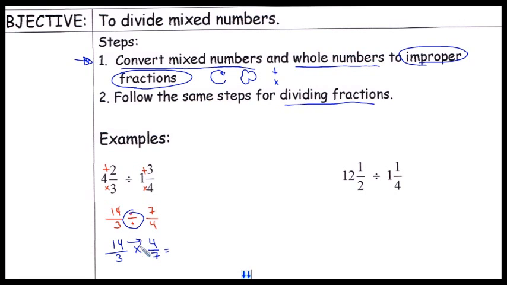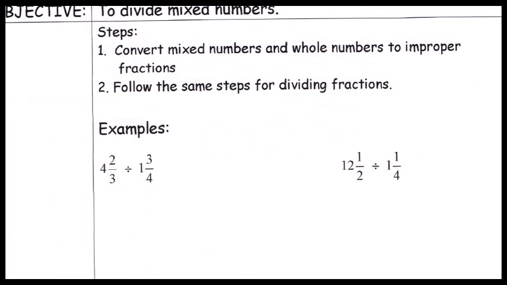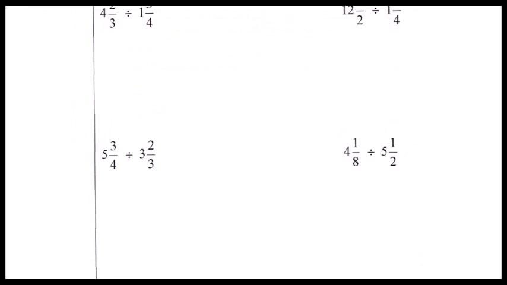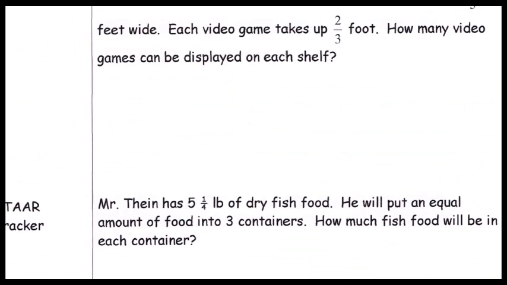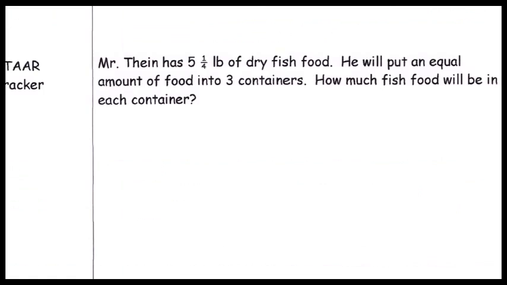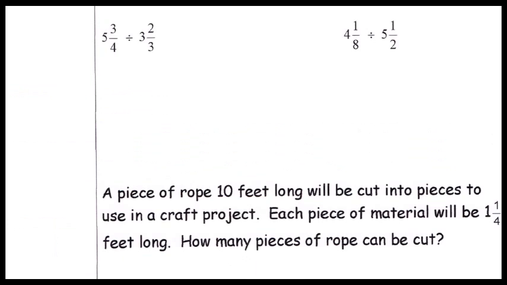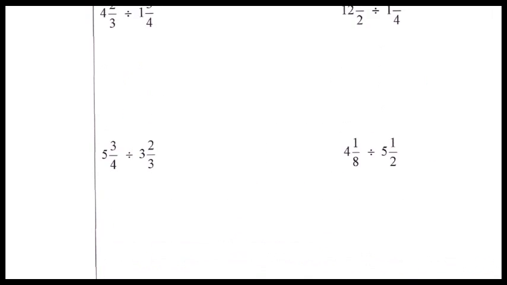I think you can take it from here, right? 3 times 7 gives me 21, and 14 times 4 is going to be 56. 4 times 4 is 16. 4 times 1 is 4, plus 1 is 5. And then you have to change this back to a mixed number. So that's it. That's how you divide mixed numbers. And I'll let you do the rest of the problems because I want to keep this video as close to 15 minutes as I can.